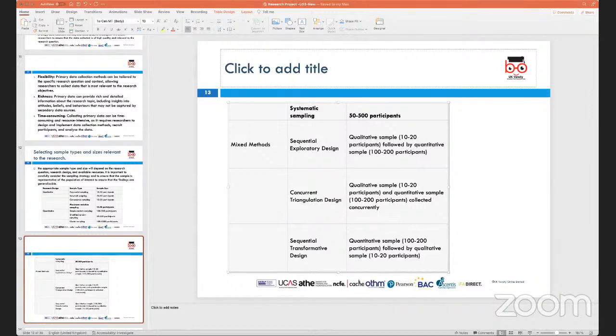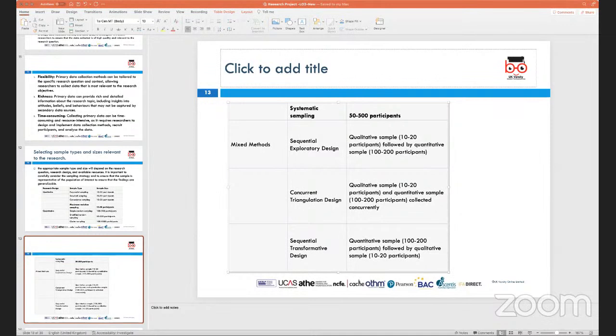And then the last one that I want to talk about is the sequential transformative method. In this case, the key part is the transformative design. That means in this approach, we focus on a single phase to collect data first, which is through a major part of the population or participants.